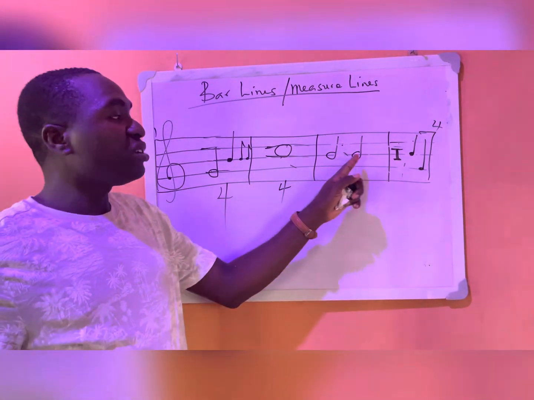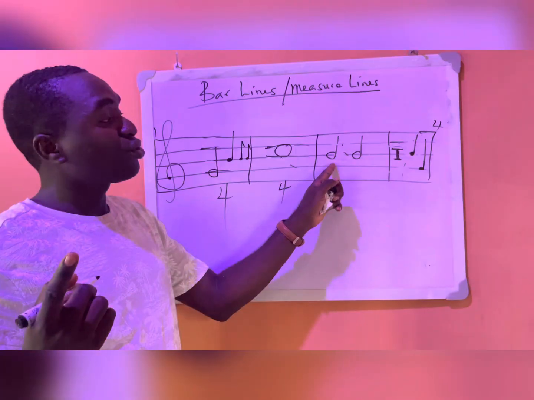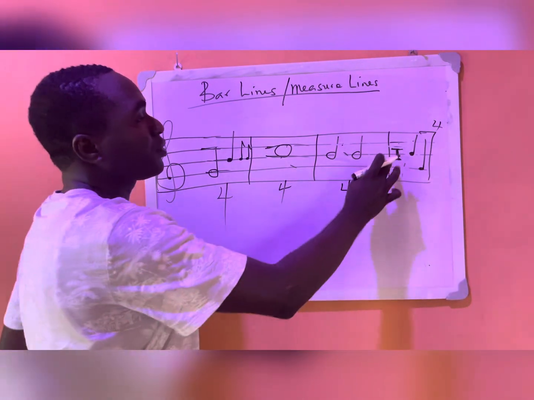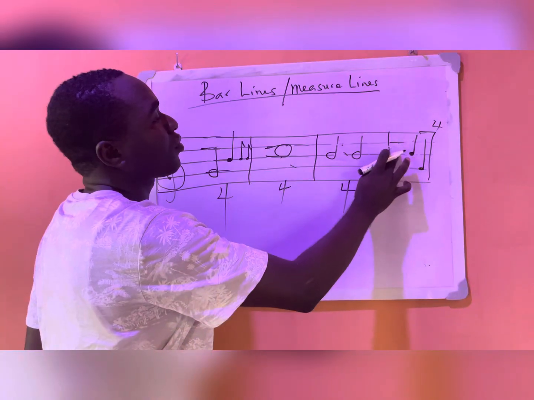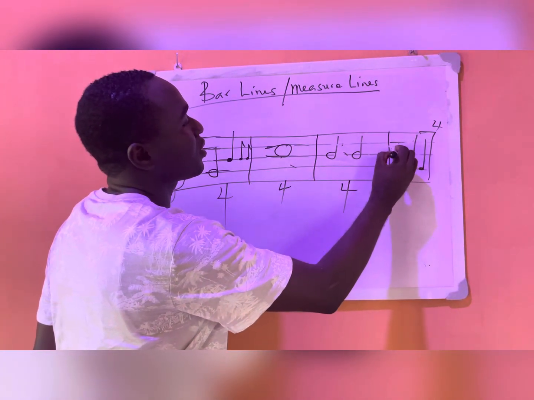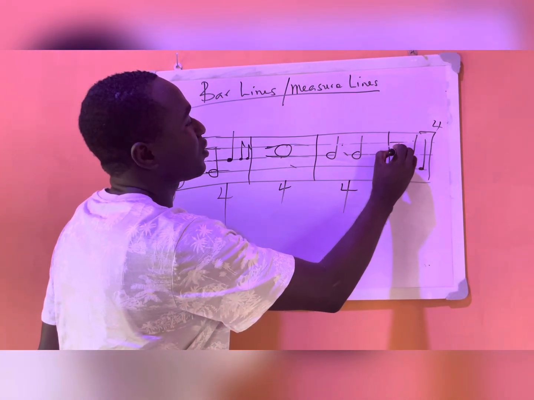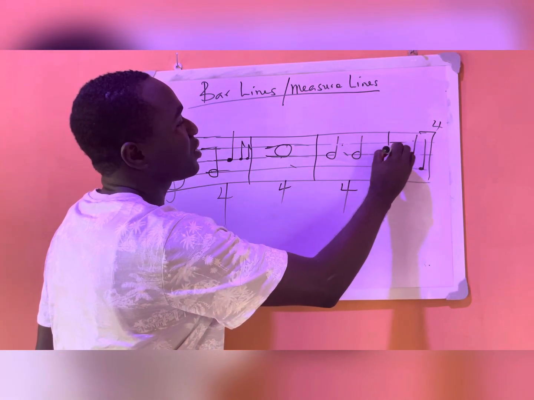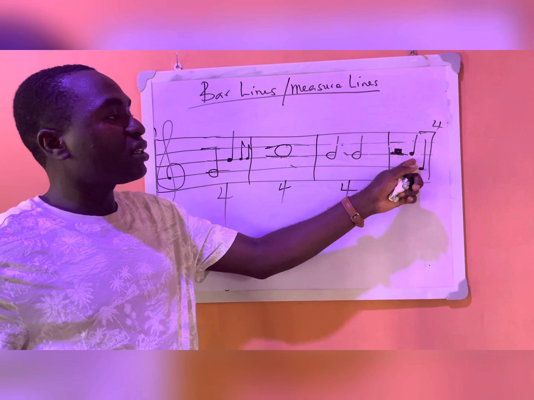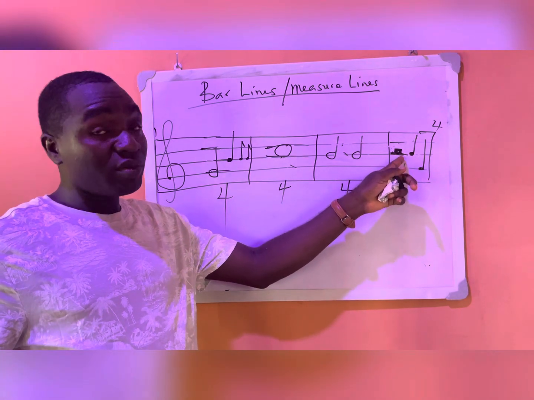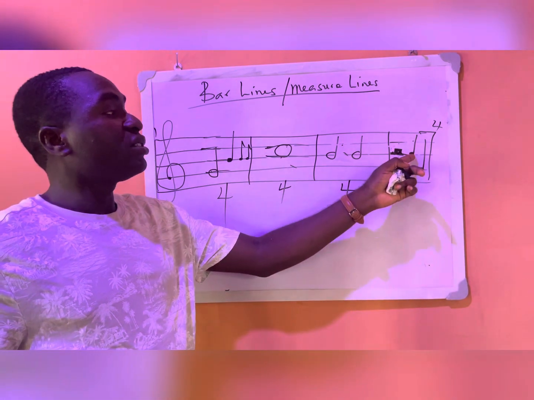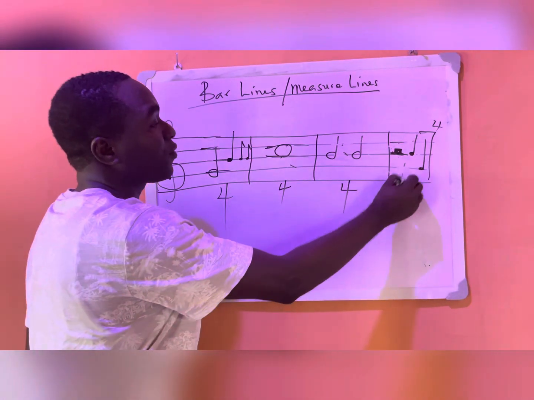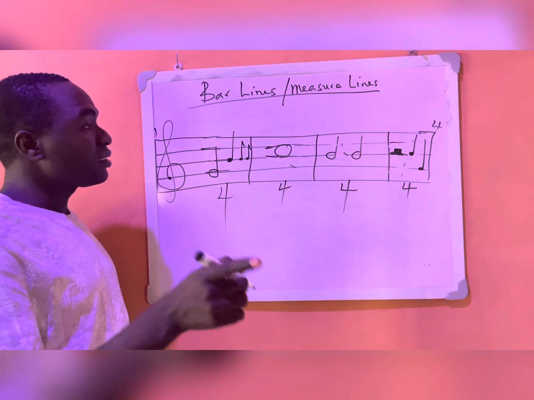We have 2 minims here. A minim is 2 beats. We have 2, so the value here is 4. And then we have, sorry for that, a minim rest here, and then we have a crotchet. This is a minim rest which has 2 beats, which then we have a crotchet and a crotchet. So everything is 4. Now I said that to say this.